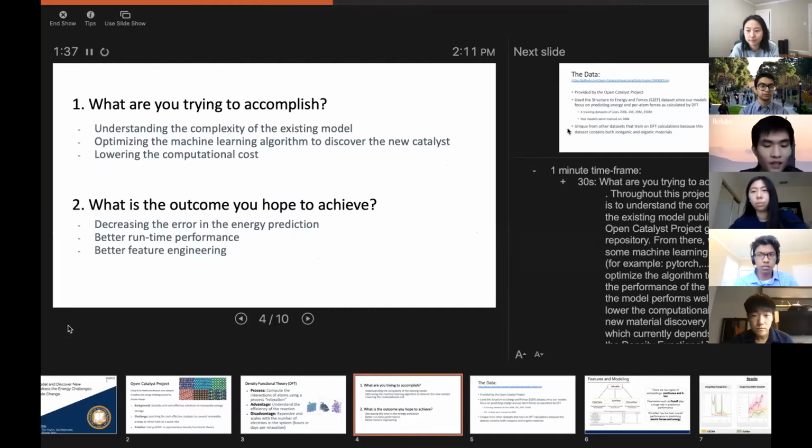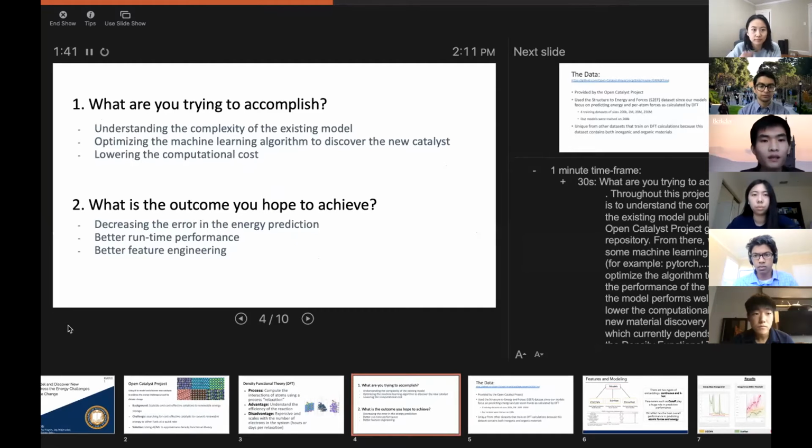So throughout this project, our goal is to understand the complexity of the system model published on the Open Catalyst project. From there, we can use some machine learning libraries such as PyTorch to improve the performance of the model. If the model performs well, it will lower the computational cost of the new material discovery process, which currently depends heavily on density functional theory.